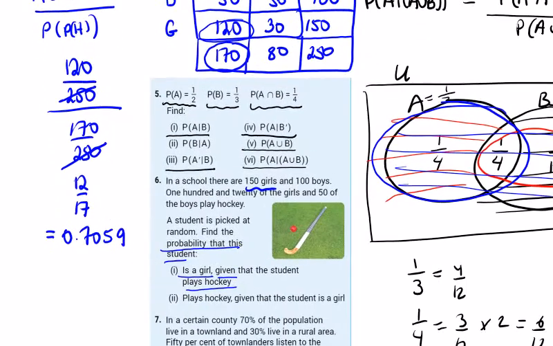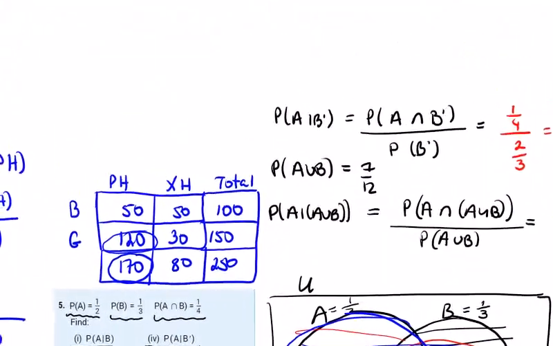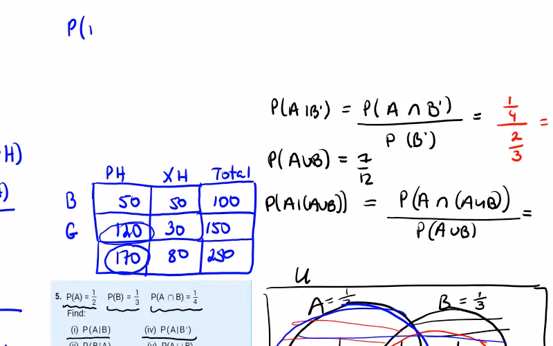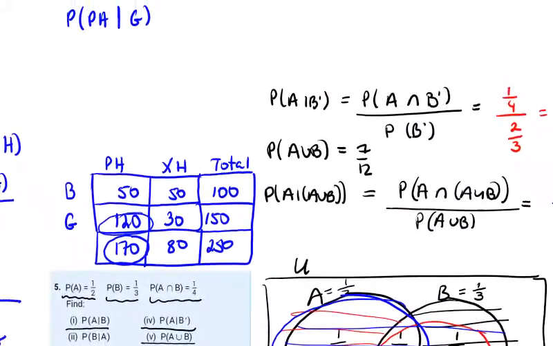Okay, any other questions for 6? Plays hockey given the student is a girl. So write that one out. So the probability where plays hockey, not that looks like an A, plays hockey, where does that intersect with girl? And on the bottom, the probability of a girl. First one intersection, the second over the second.